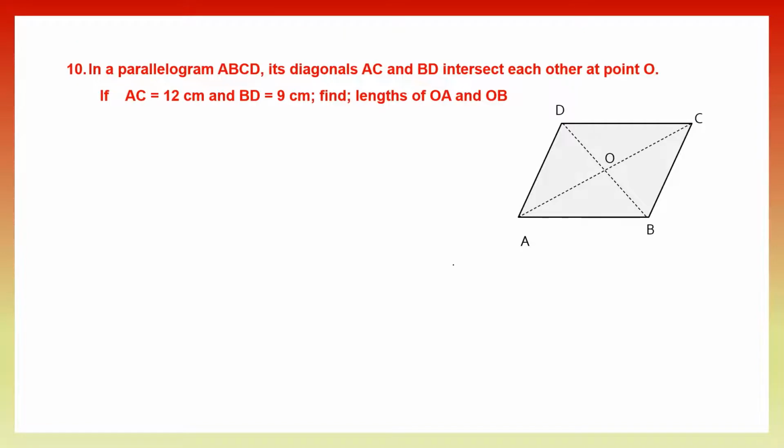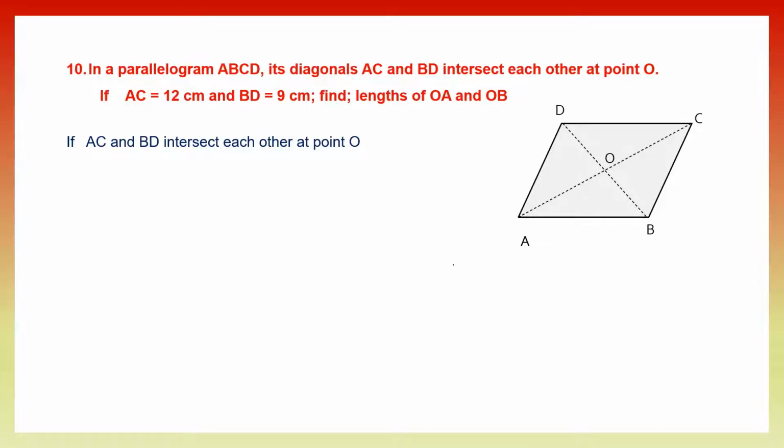Question 10. In a parallelogram ABCD, its diagonals AC and BD intersect each other at point O. If AC is 12 centimeters and BD is 9 centimeters, find the lengths of OA and OB. So, this is a very important point to note. If AC and BD intersect each other at point O, then AO or OA and OC are equal to each other. Similarly, OB and OD are equal to each other.